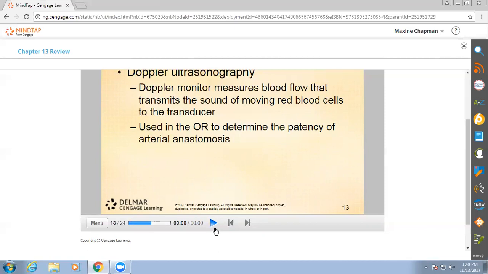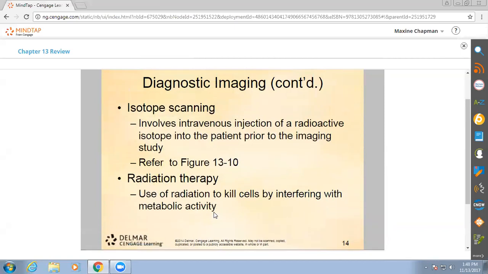Isotope scanning involves intravenous injection of a radioactive isotope into the patient prior to the imaging study. A lot of times isotope scanning is referred to as nuclear medicine. When we get to chapter 20, we're going to talk about this MIBG scan of the adrenal gland.